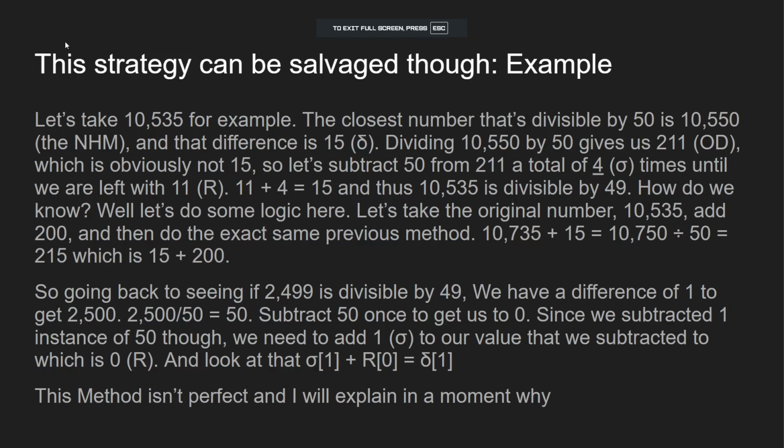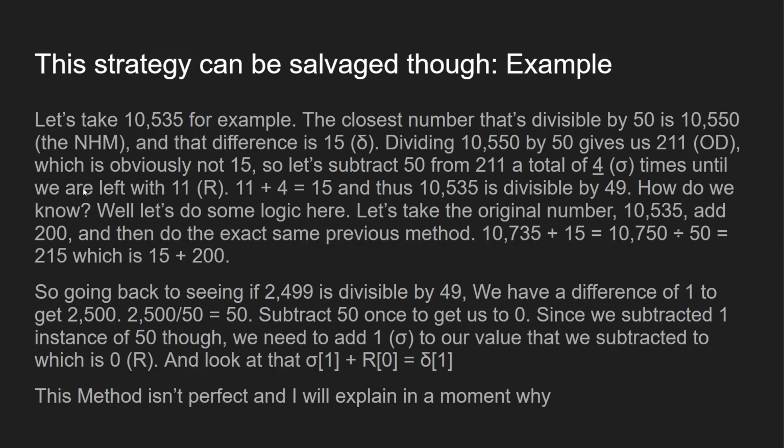So, our difference is delta. And if we divide 10,550 by 50, that gives us 211. And obviously 211 does not equal 15. So, what do we do? Are we stuck? No. We're going to subtract 50 from 211 a total of 4 times. And why are we subtracting it 4 times? It's because that is the minimum number of times that we can subtract it to get this number to be less than 50 but greater than 0.